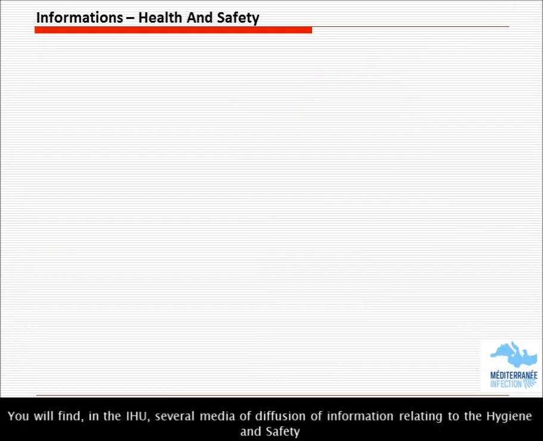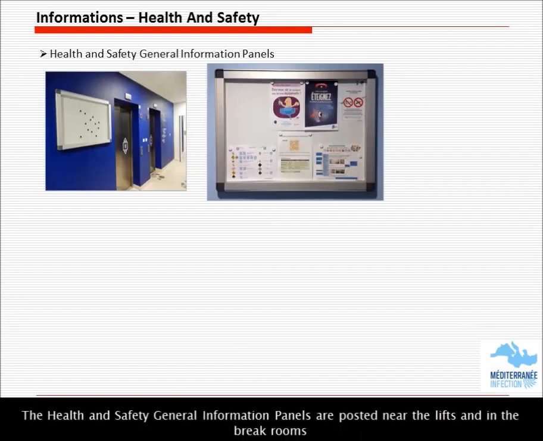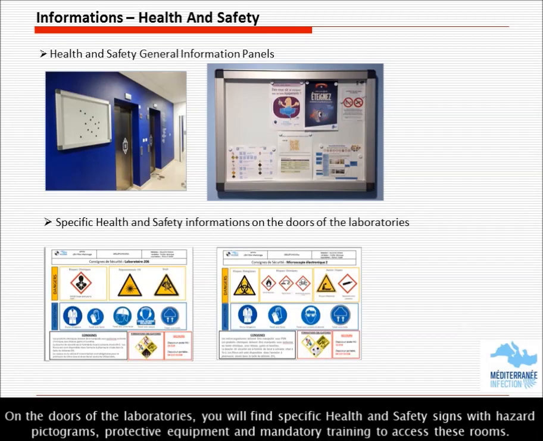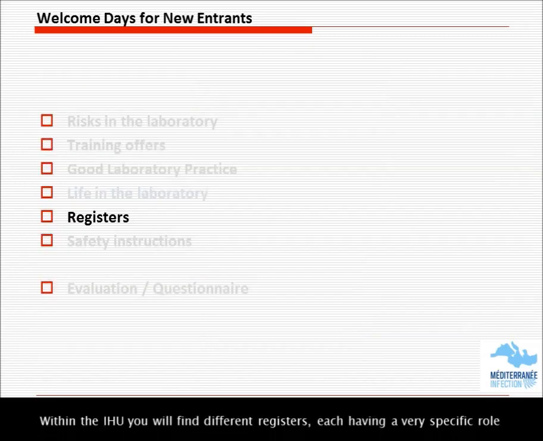You will find, in the Institut Hospitalo-Universitaire, several media of diffusion of information relating to hygiene and safety. The health and safety general information panels are posted near the lifts and in the break rooms. On the doors of the laboratories, you will find specific health and safety signs with hazard pictograms, protective equipment and mandatory training to access these rooms. Hygiene and safety referents have been appointed in each laboratory. Within the Institut Hospitalo-Universitaire you will find different registers, each having a very specific role.